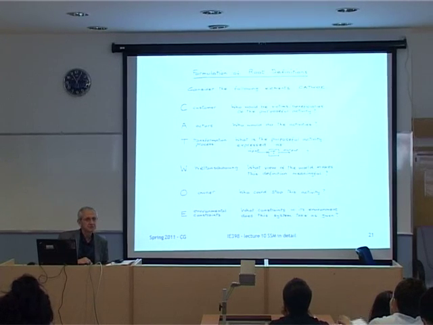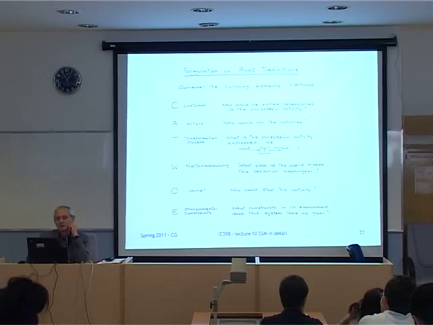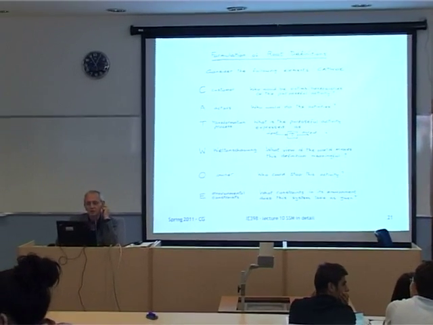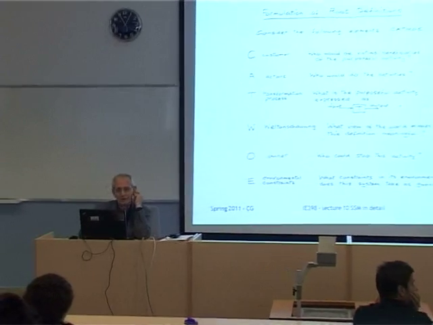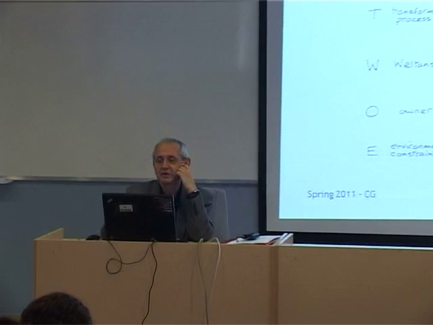Formulation of root definitions will therefore be easier to implement if we use this analysis, CATVO. C is the customer, who would be victims or beneficiaries of the purposeful activity. You can identify C by answering this question. You can identify the actors A by answering who would do the activities. The activities, when they come together, form the transformation process itself, okay?